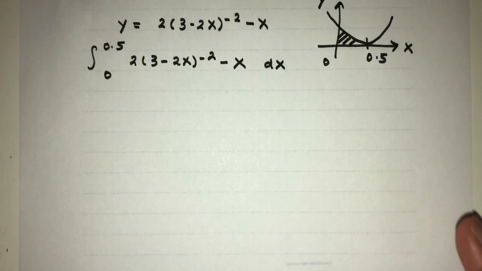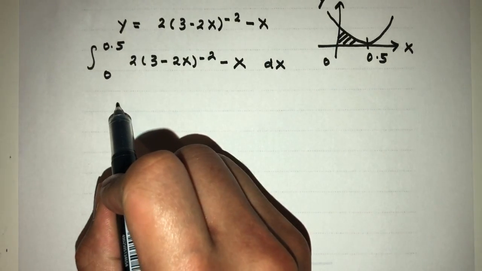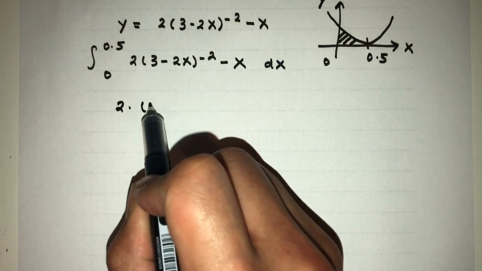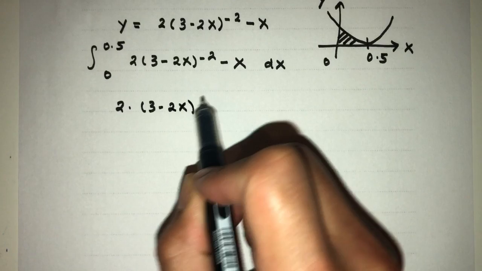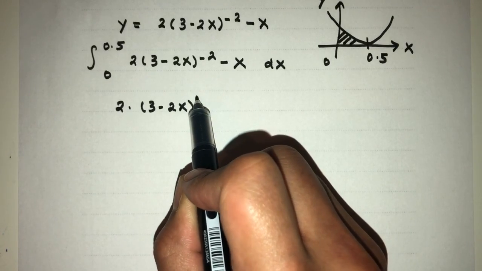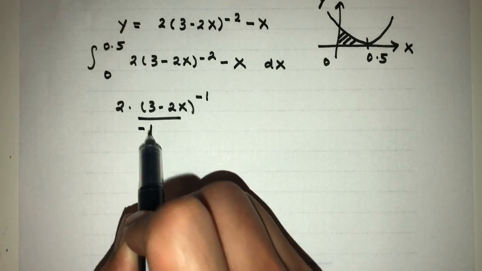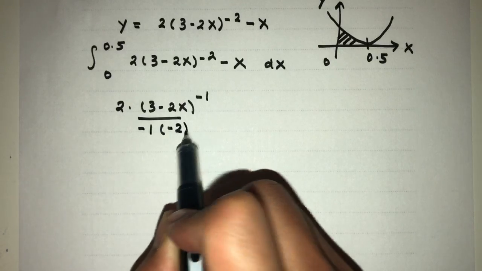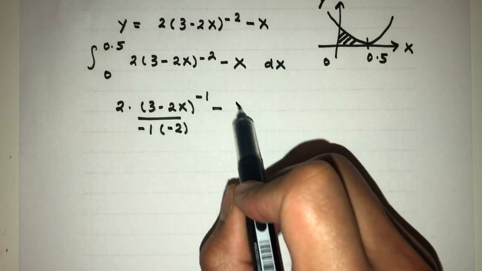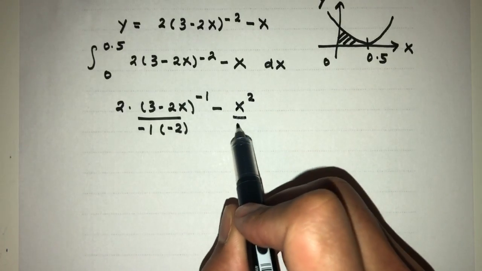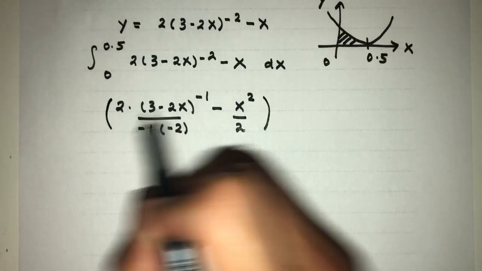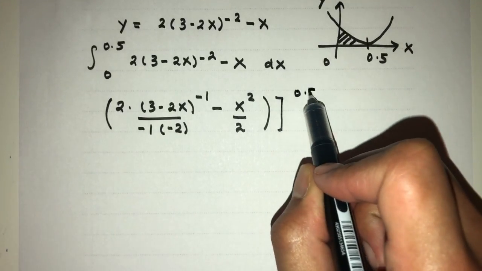Okay, so here we have what? The 2 is the same, doesn't change. We will have 3 minus 2x. We have to add 1 to the power, which becomes minus 1. So divide by the power, then divide by minus 2. For the x, we have to increase the power by 1, then divide by 2, and then the limits 0.5 and 0.